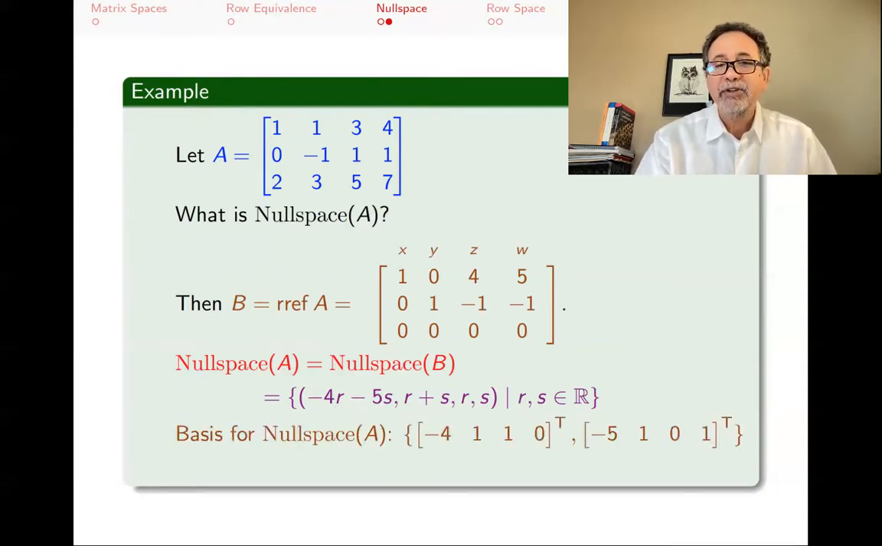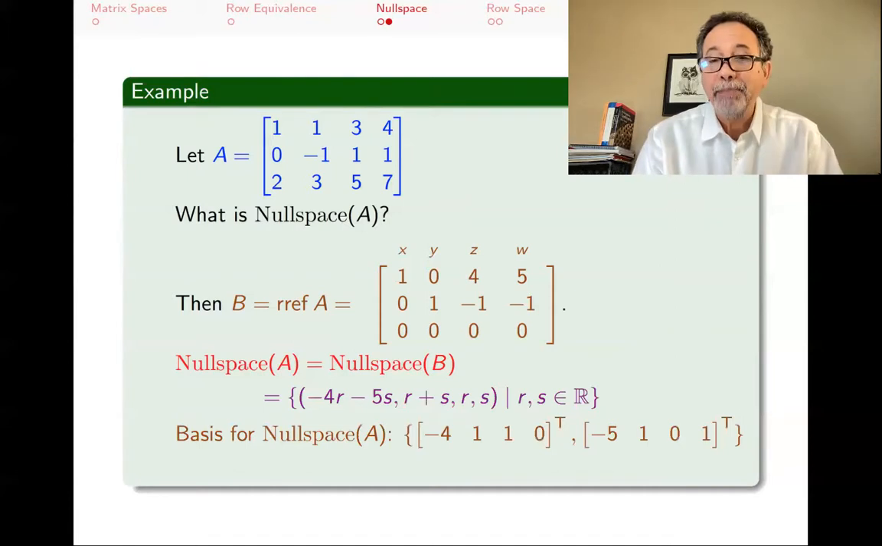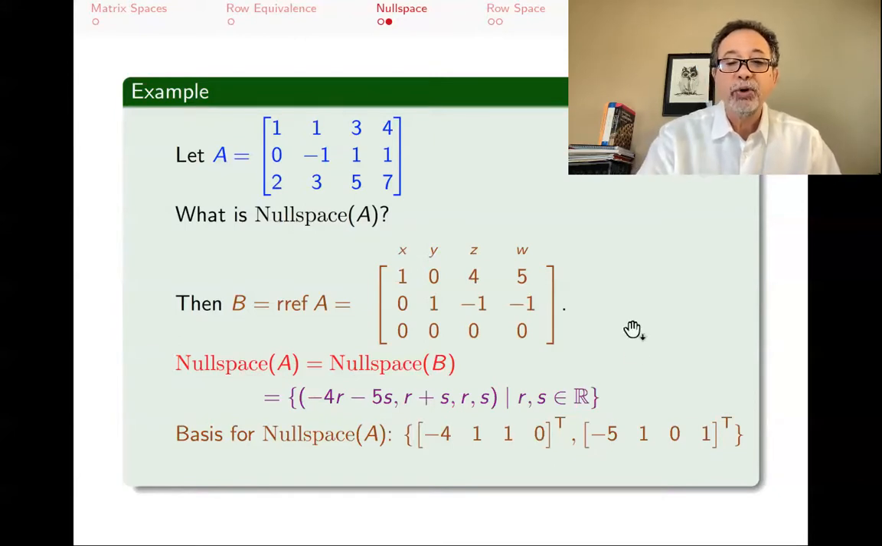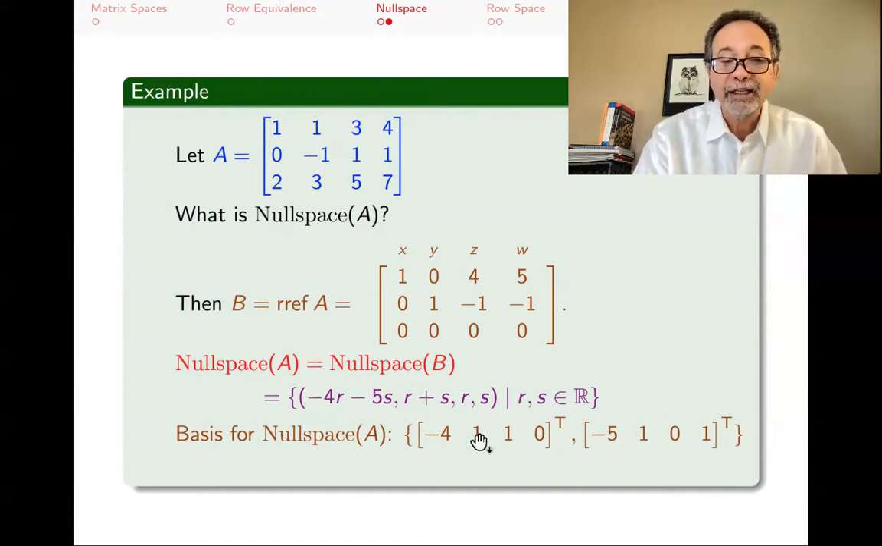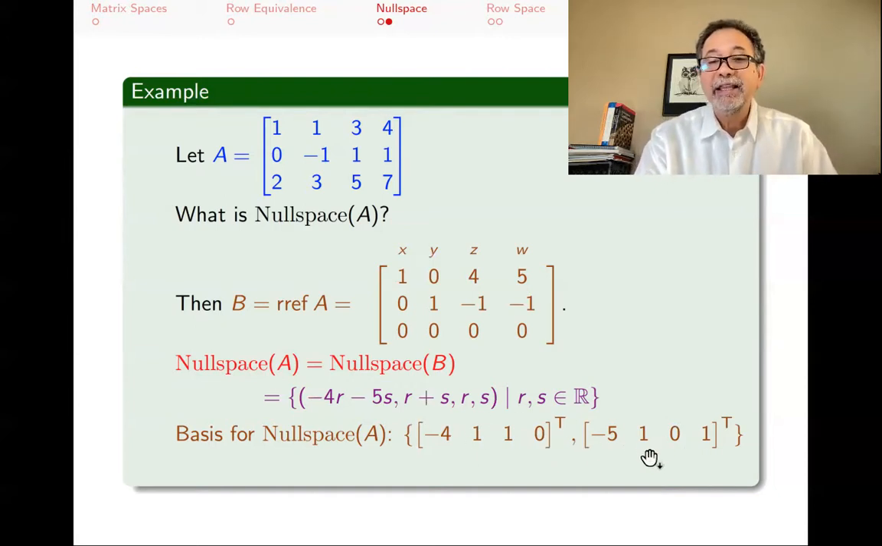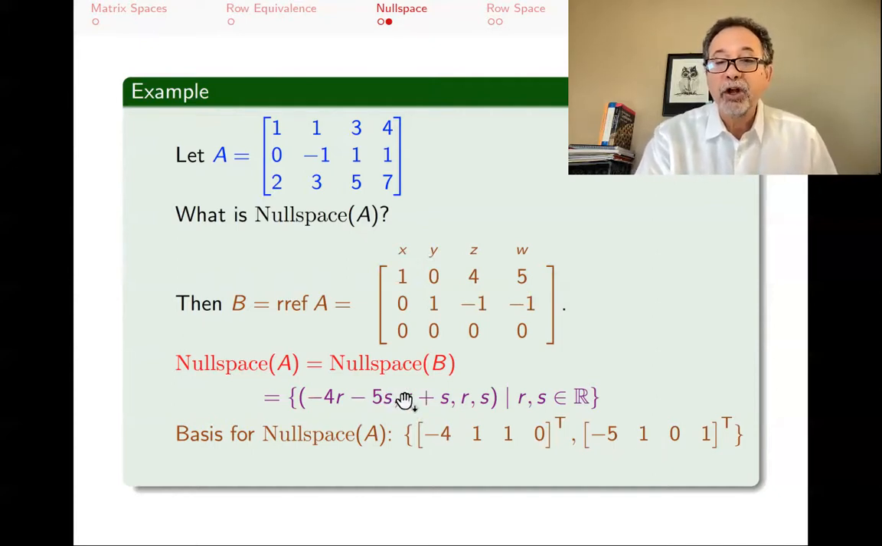Having this description of the null space, you can write a basis for it. So you put r equals 1 and s equals 0, and then you put s equals 1 and r equals 0, and you get two vectors, minus 4, 1, 1, 0, and minus 5, 1, 0, 1. If you multiply this by r and that one by s, then you get the typical element of the null space. So these two span the null space, and they're linearly independent, and so they're a basis.